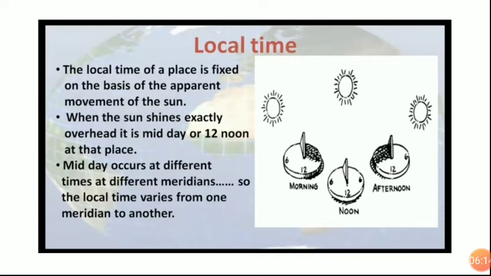Very important to understand again here, children, that Greenwich Mean Time, that is the GMT, which is being calculated from the prime meridian, is the standard meridian for the whole world, and each country also has its standard meridian, which is the central meridian that passes through the country.